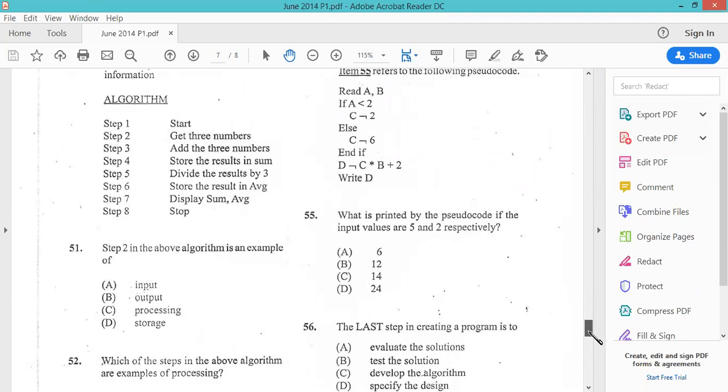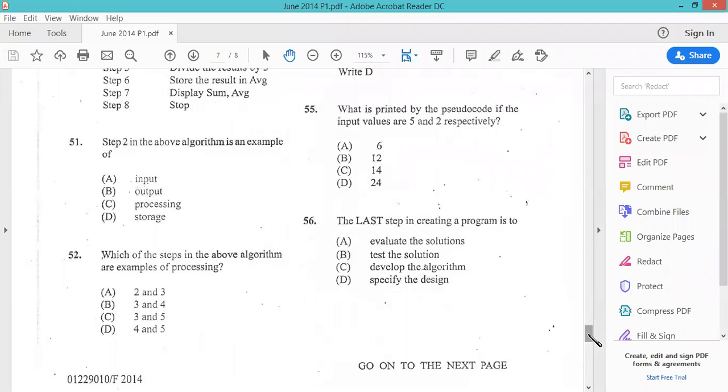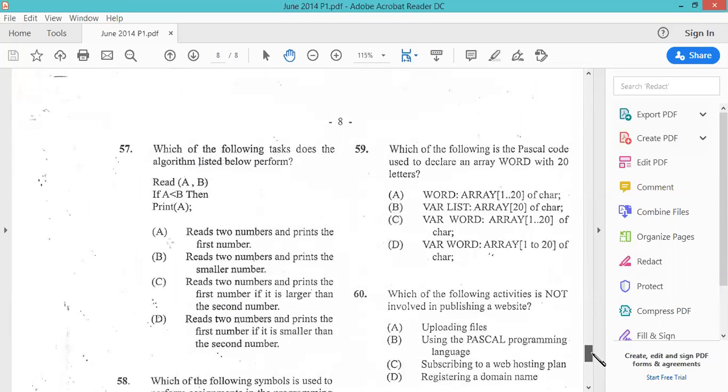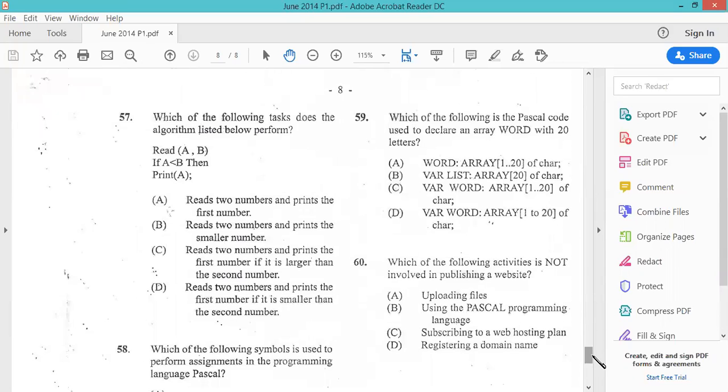Number 56, and we're almost finished. Number 56: the last step in creating a program is to test the solution. Test the solution is correct. So we have 3 questions left because one of these is not on the new syllabus. Just finish reading, Sanisya. Which of the following tasks does the algorithm listed below perform?